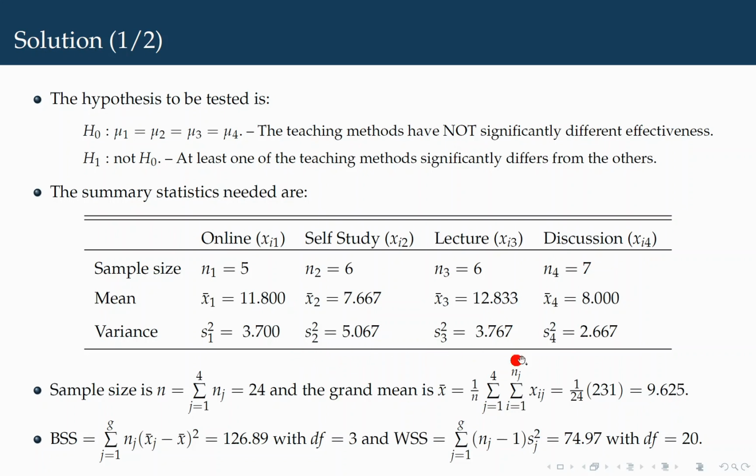So once we have these values, we can determine the between sum of squares as the sum of nj times the square of the deviation of the mean of the jth group minus the overall mean.